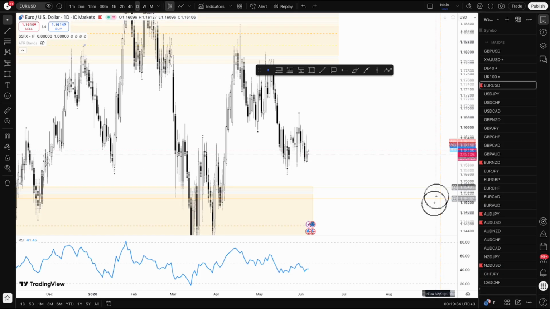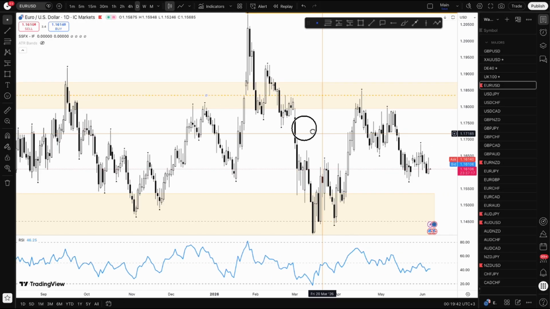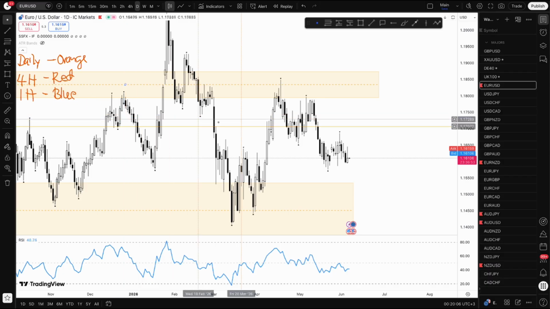My charts tend to be color coded, especially the boxes, these rectangles. For the daily, I tend to use orange. So if you see orange, it's the daily. Daily is orange. The 4 hour is red, and then the 1 hour is blue. So if you see that, just take note and remind yourself of that. I'll leave this here for you so that you can just see it and internalize.